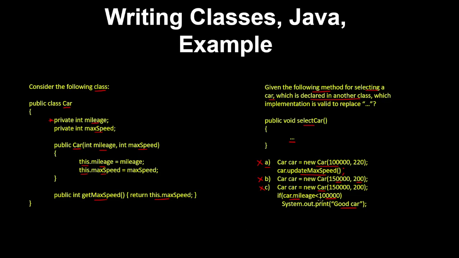So to make this code valid, you'd need an accessor method, similar to get maximum speed, to return the mileage of the car, and then we can use this accessor method to check if the mileage is less than 100,000.